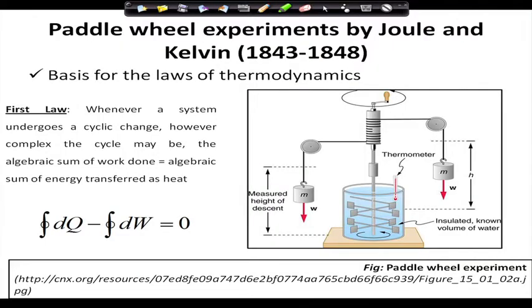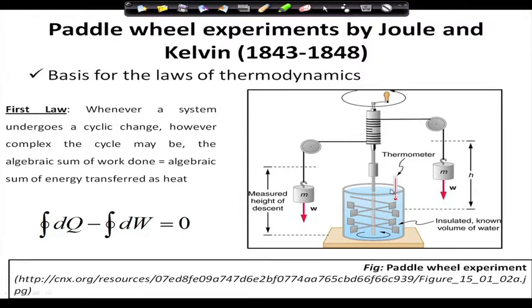Now, the entire paradigm of thermodynamics is governed primarily by the two laws, along with the zeroth law and the third law of thermodynamics. These two laws originated from a series of experiments performed by Joule and Kelvin between 1843 and 1848, known as the famous paddle wheel experiments. The experiments were very simple and quite crude at that time, but they came up with some very important observations which formed the basis of the two important laws of thermodynamics.